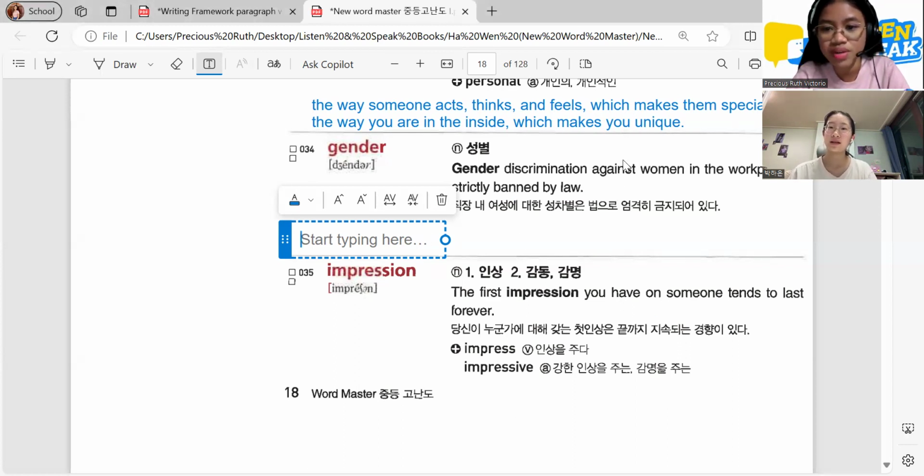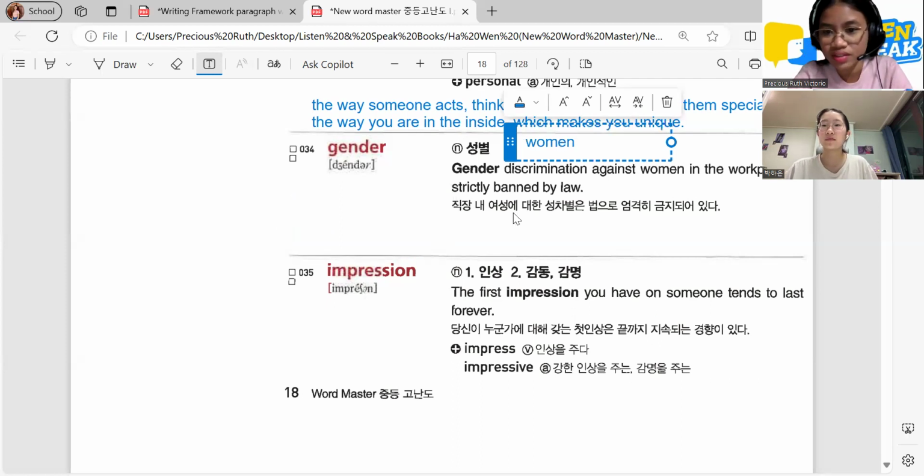Okay, gender discrimination against women in the workplace is strictly banned by law. Okay, wait, let's read this one.